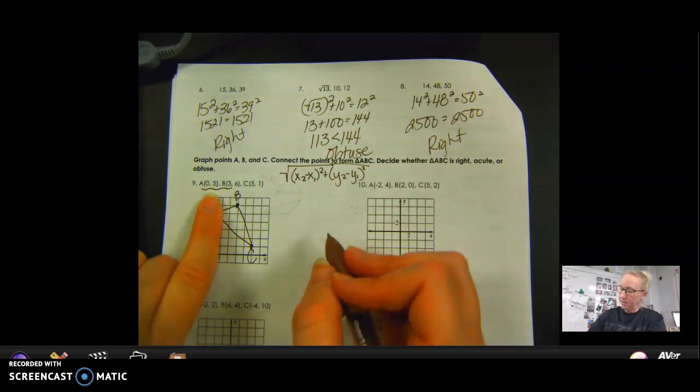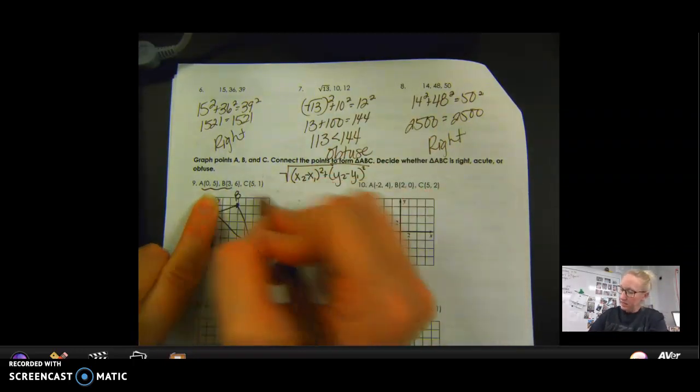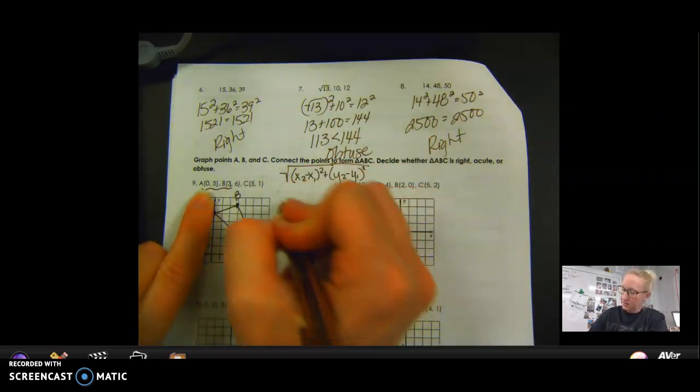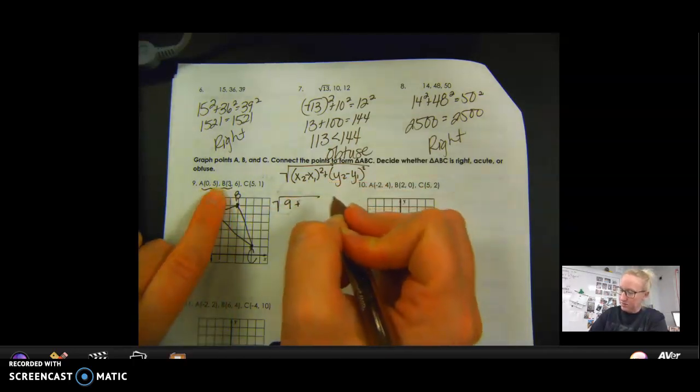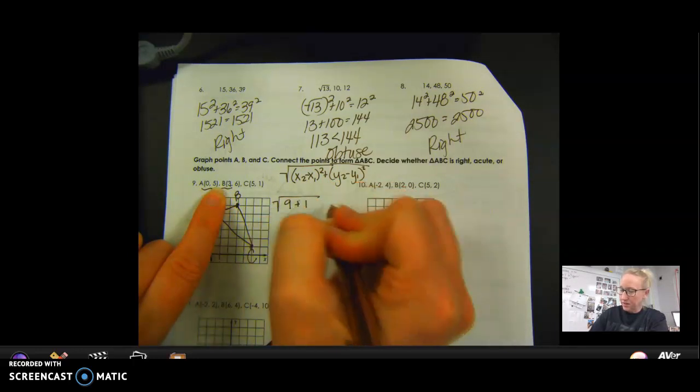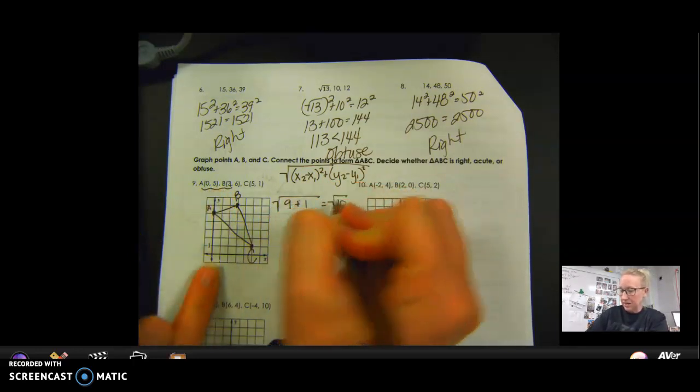So if I'm doing a to b, x2, 3 minus 0 is 3. 3 squared is 9. Plus 6 minus 5 is 1. 1 squared is 1. So I get square root of 10 for a to b.